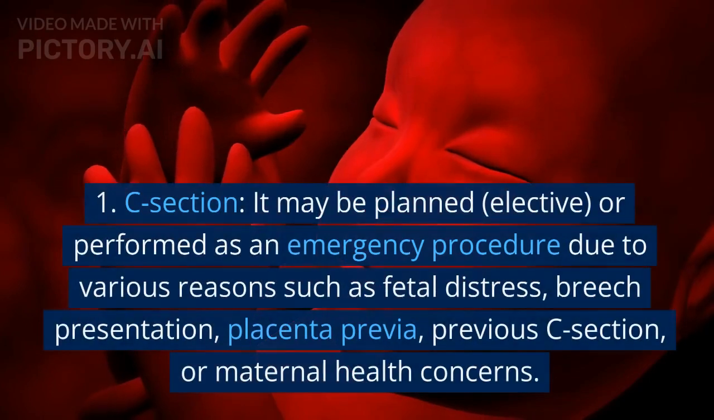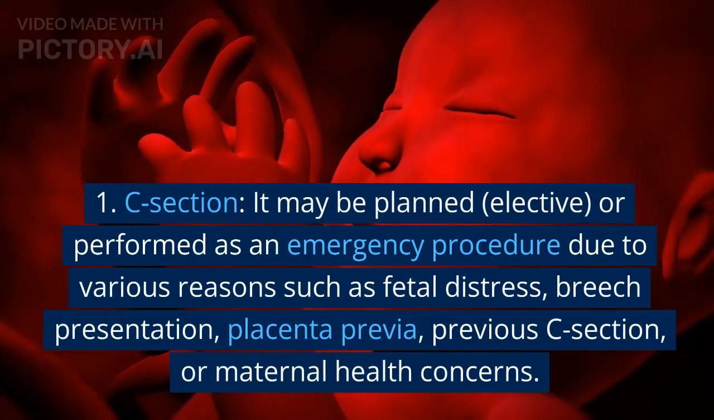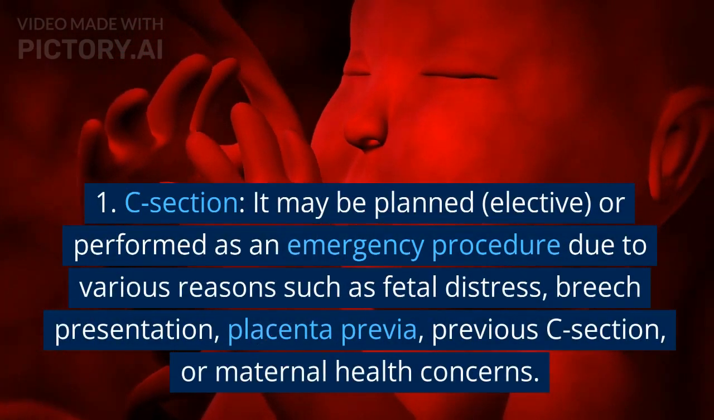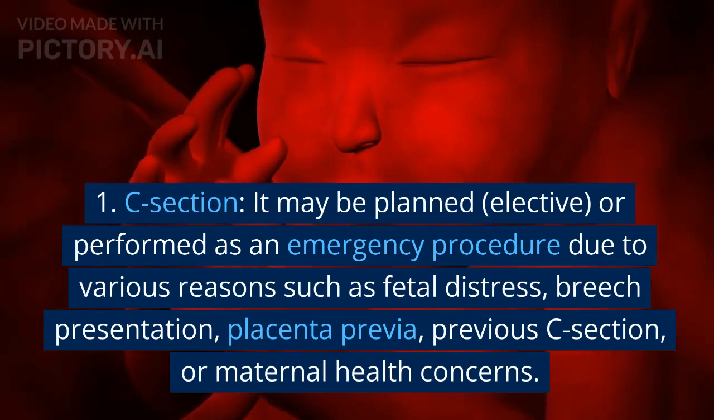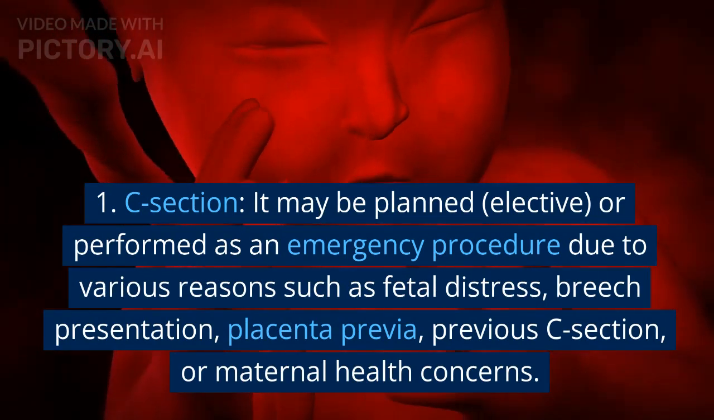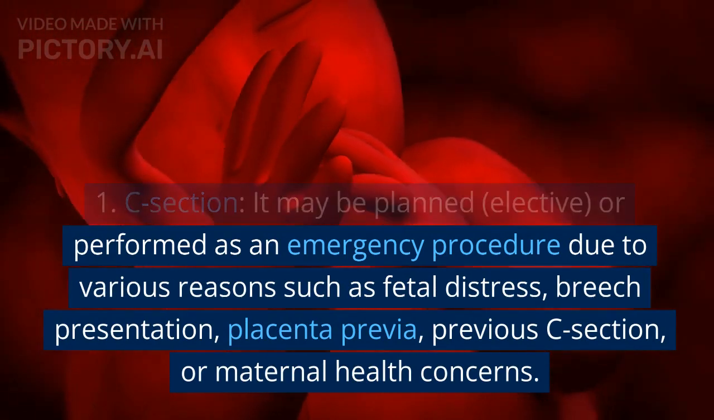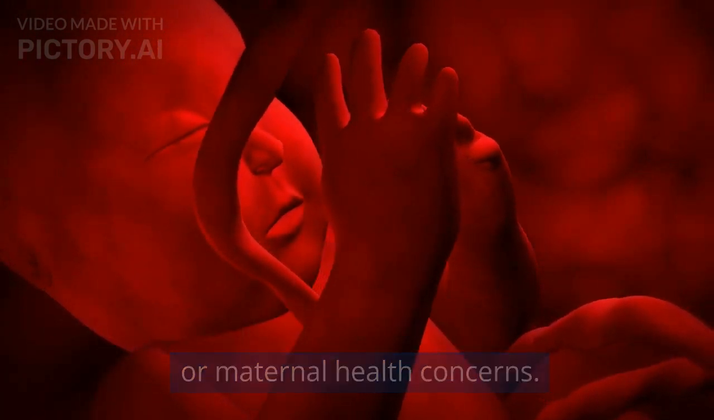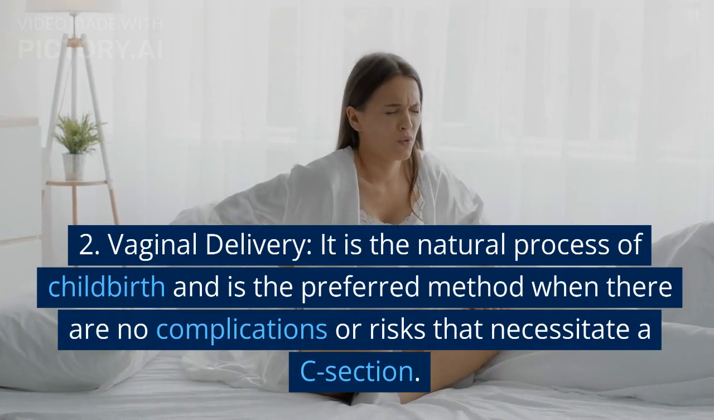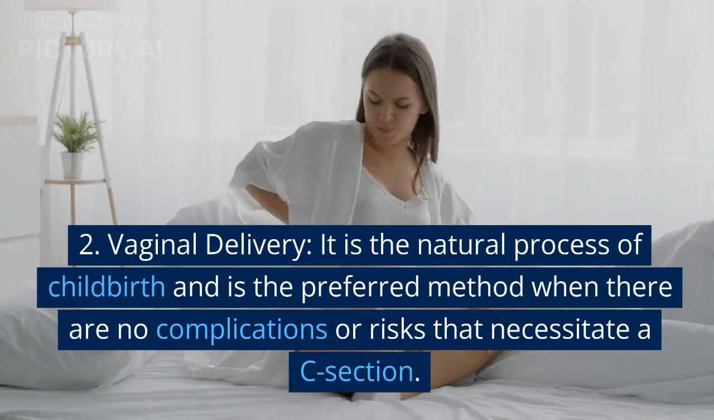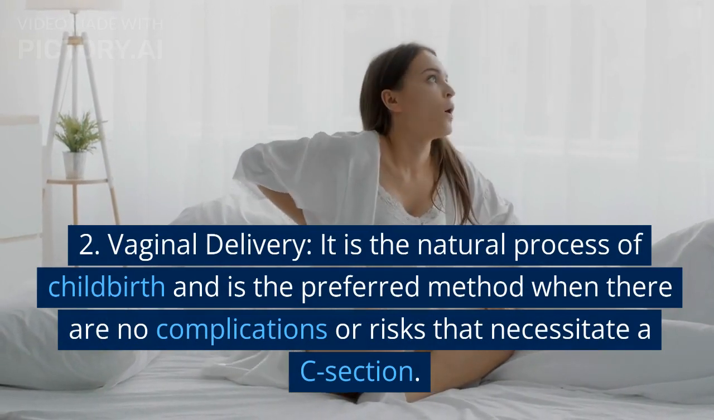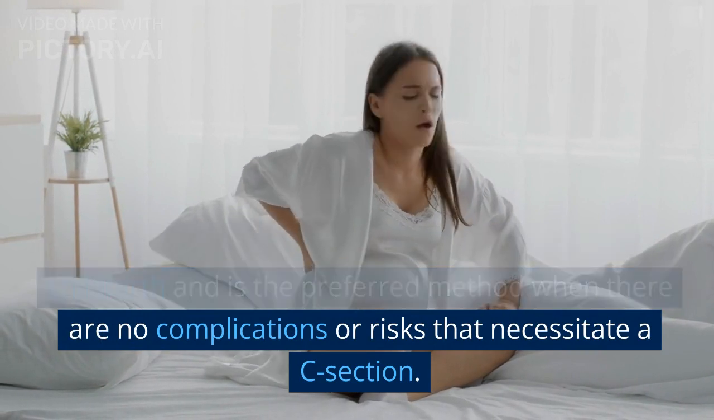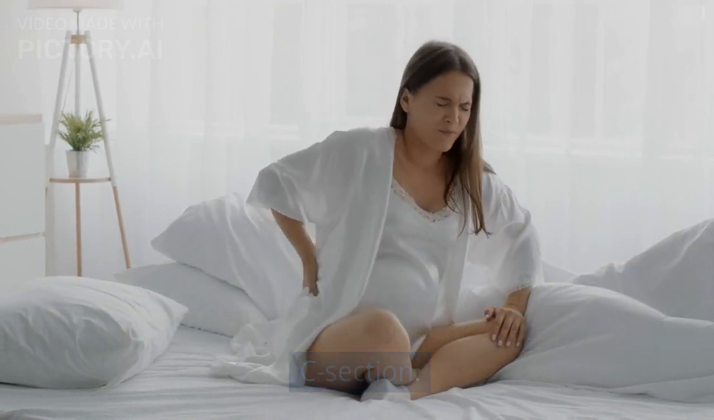Indication. 1. C-section. It may be planned, elective, or performed as an emergency procedure due to various reasons such as fetal distress, breech presentation, placenta previa, previous C-section, or maternal health concerns. 2. Vaginal delivery. It is the natural process of childbirth and is the preferred method when there are no complications or risks that necessitate a C-section.